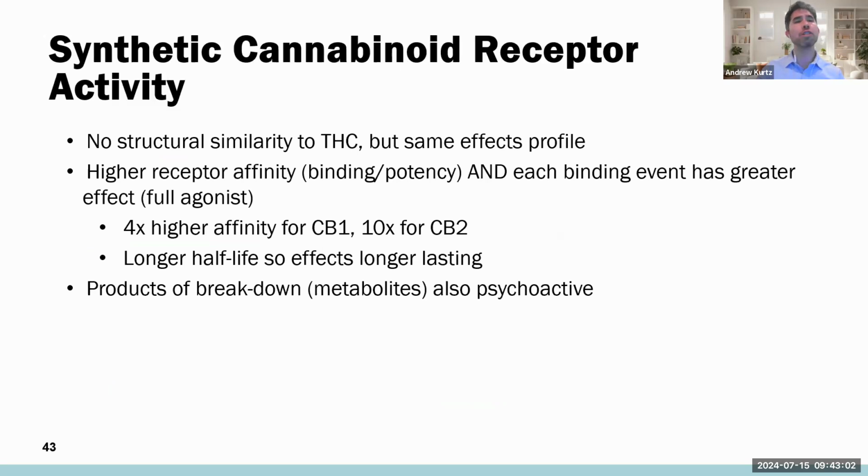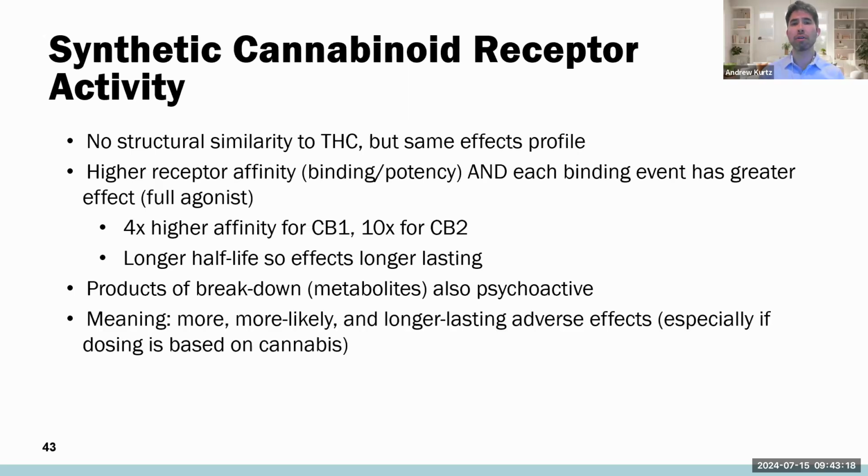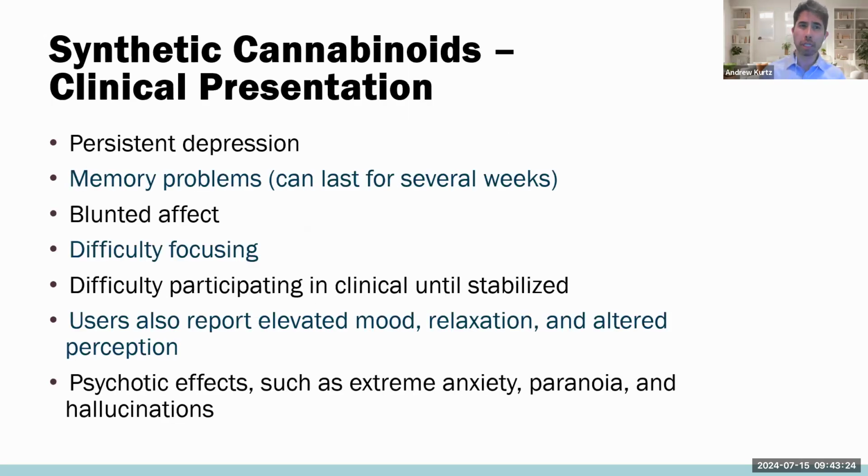Synthetic cannabinoids have no structural similarity to THC. They have a similar profile, they have a higher affinity for those receptors, and they bind more tightly, producing a longer lasting effect. The product of the breakdown, the metabolites, are also psychoactive, meaning that you're more likely to have longer lasting adverse effects. Those effects can include persistent depression, memory problems, difficulty focusing, psychotic symptoms, paranoia, agitation are the main concerns.